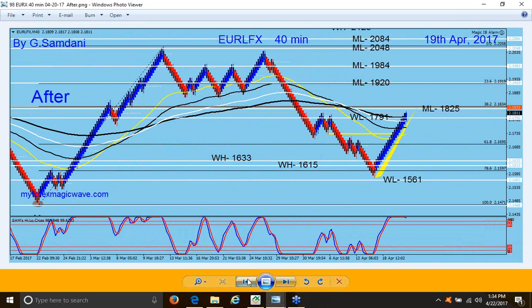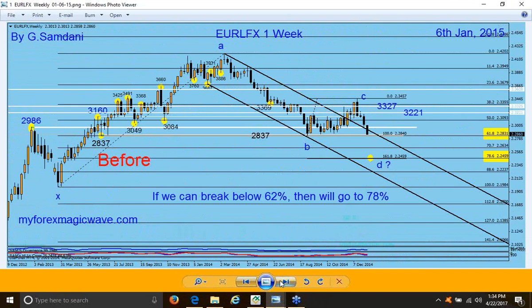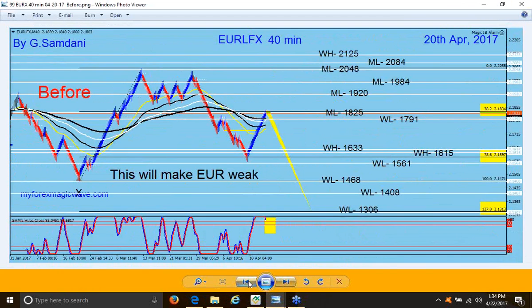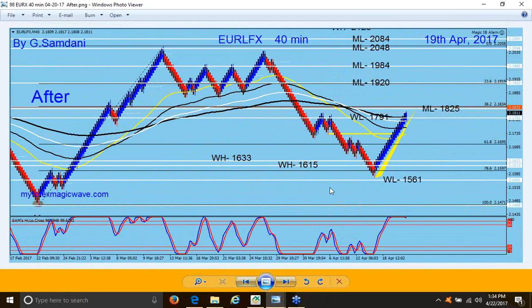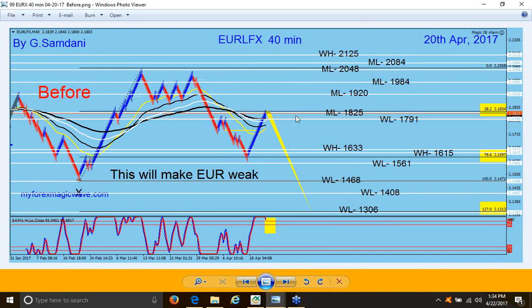If I have the chart... I don't have it here. Oh, here. Okay, all right. So it went up there, and then I made this chart that, okay, enough is enough. 1825, we got there, and then it's gonna go down, and it did. We are right now here.